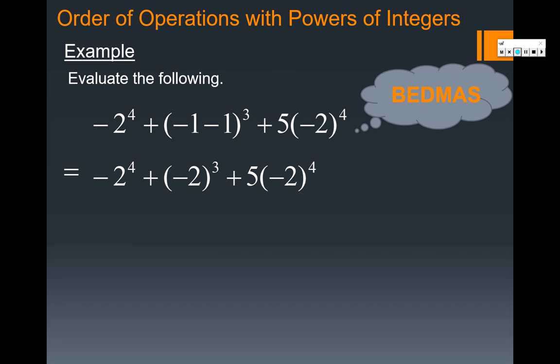Negative. There's only one negative. That negative doesn't repeat. How about this one? Does it come out to be positive or negative? That one comes out to be negative because it's an odd exponent. Not because there's a negative out front, because it's an odd exponent. And this one, negative or positive? Negative 2 to the power 4. Positive this time because it's an even exponent.